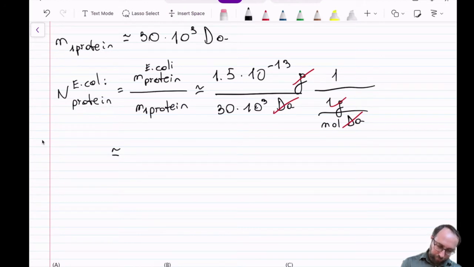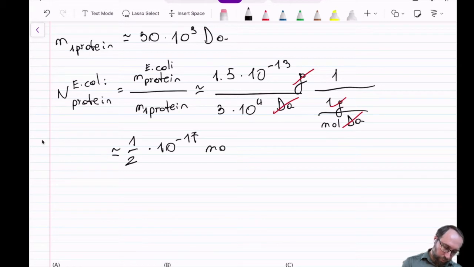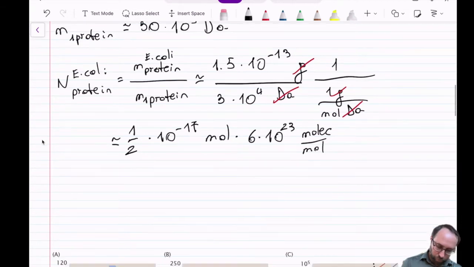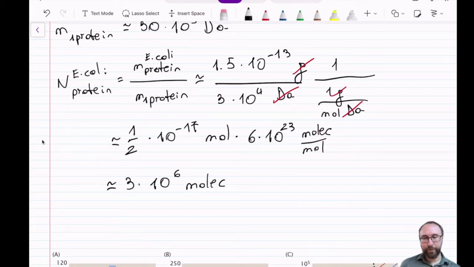What we get here is something on the order of 3 times 10 to the 4. So we get 1.5 divided by 3, that's 1/2, and then times 10 to the minus 17 moles, and we know that there's 6 times 10 to the 23 molecules per mole, which means that there's on the order of 3 times 10 to the 6 protein molecules in E. coli. Okay, and this is a super useful number to carry around.